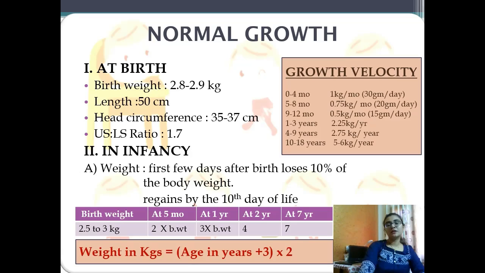Here is the formula for calculating weight in infants: age in years plus 3, into 2. For example, if the age of the baby is 2 years, we put 2 plus 3, which is 5, and the weight is 5 into 2, which is 10. So a baby of 2 years should have a weight of around 10 kg. This is a simple formula for calculating weight.